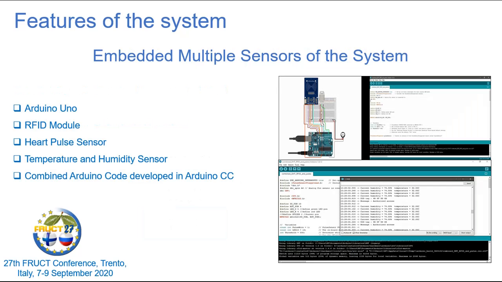The system was also developed to avail the benefit of using multiple embedded sensors with it. At the initial stage, we have used an RFID module, heart pulse sensor, and temperature and humidity sensor with the device. These sensors are all connected to a single Arduino Uno microcontroller, which is ultimately connected to the Raspberry Pi. Additional sensors can also be connected with the device if required.